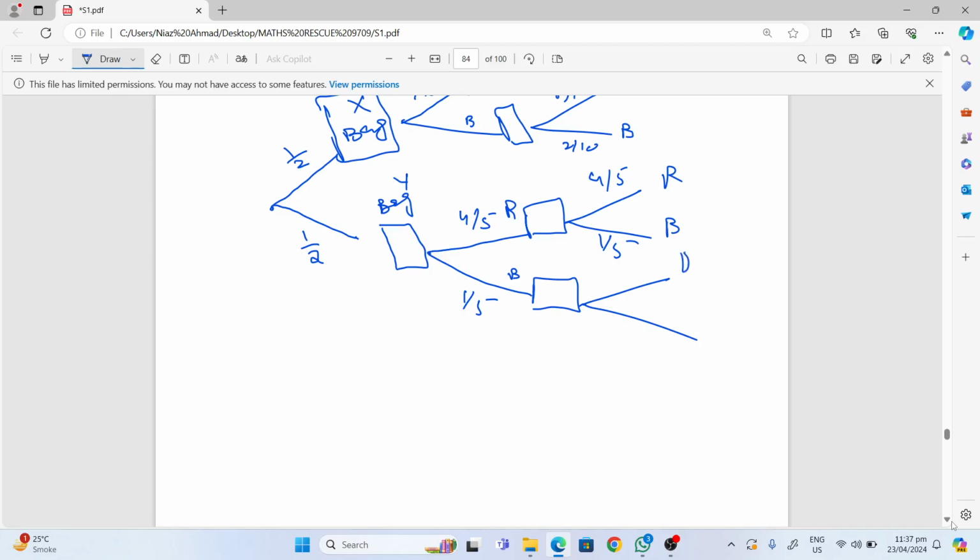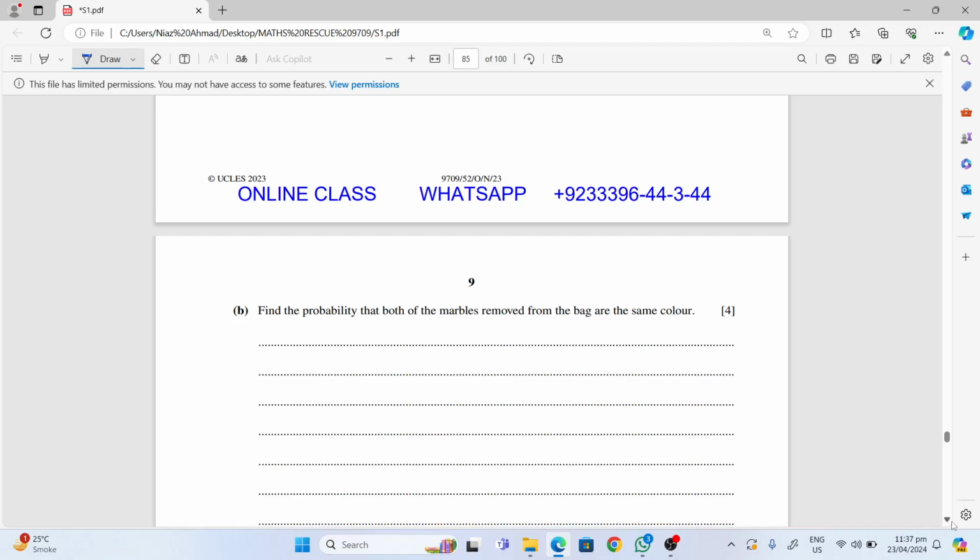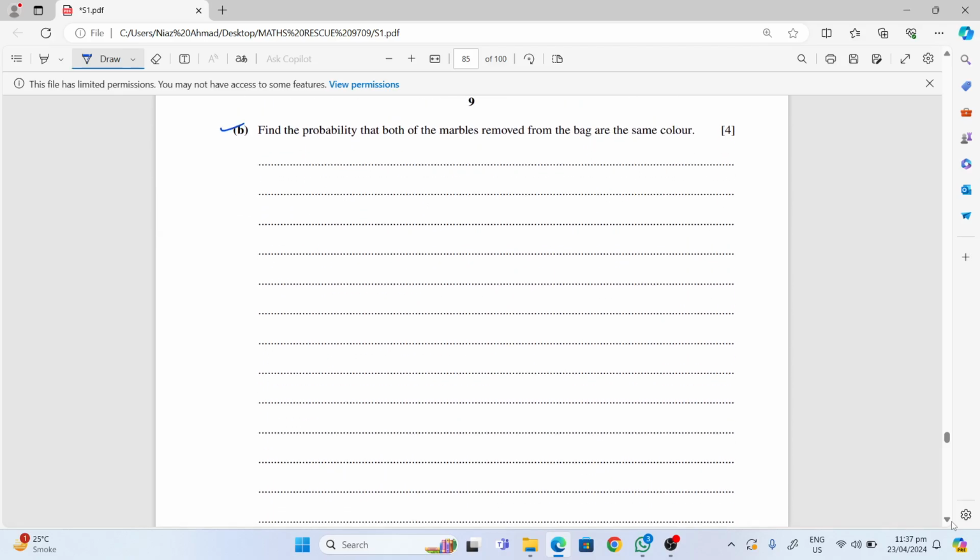At the last, red is 1 and then blue is 0. So we are done with this. Find the probability that both the marbles removed from the bag are of the same color, so we have to find the probability of the same color.